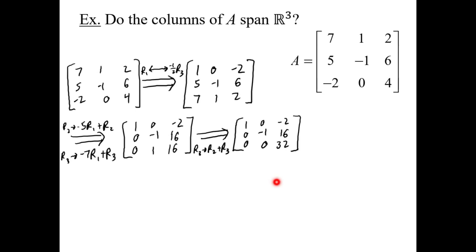Once more, I don't need reduced echelon. I don't need a solution. All I want to know is, is there a solution? So do the columns of A span R3? The answer is yes, because all rows of A have pivots. There we go. Awesome.